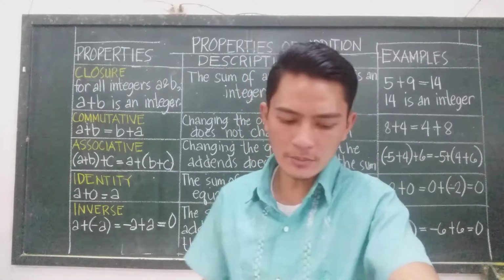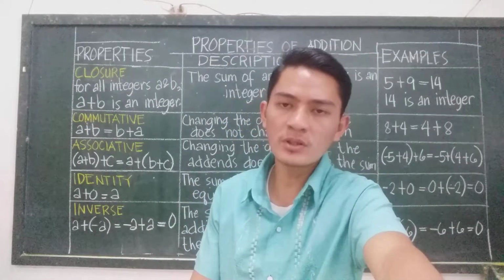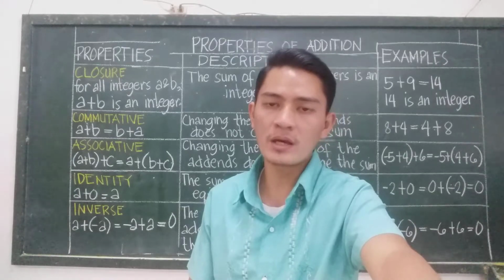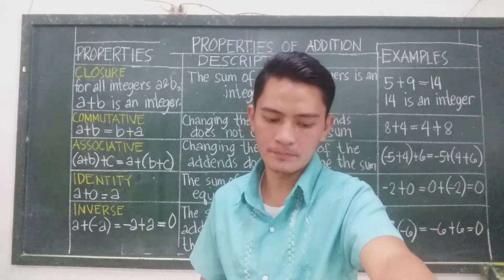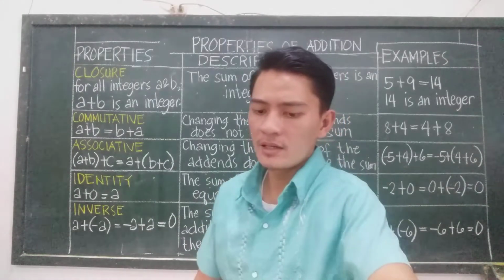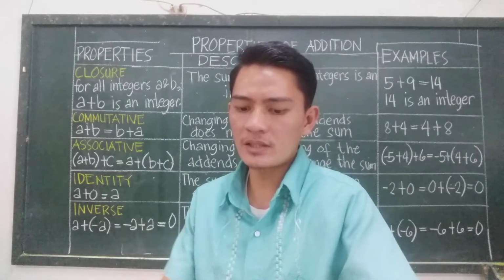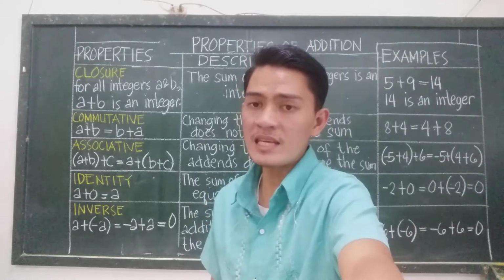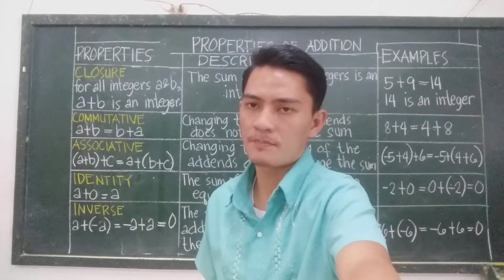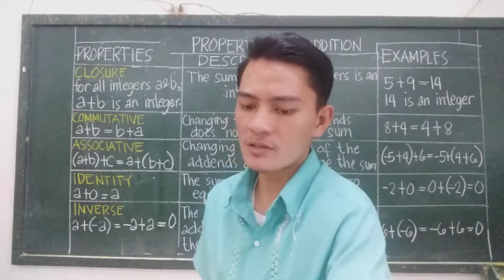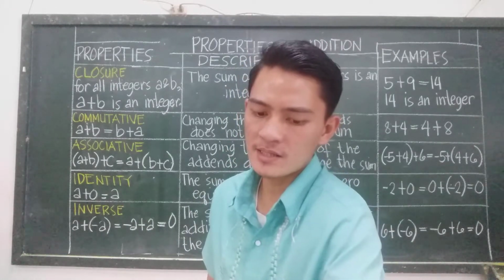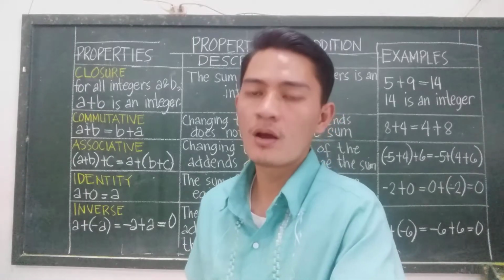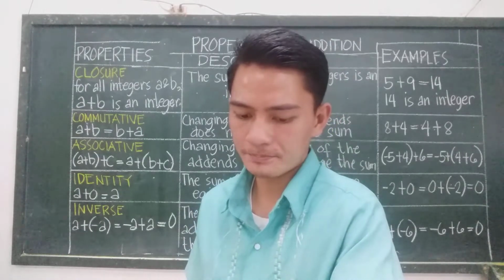Next, let's have the commutative property. The commutative property of addition allows the order of the addends to change without affecting the sum. Next, let's have the associative property of addition. It allows you to change the grouping when adding three or more numbers. Parentheses are often used to show grouping. Notice that the order of the addends does not change, only the grouping.